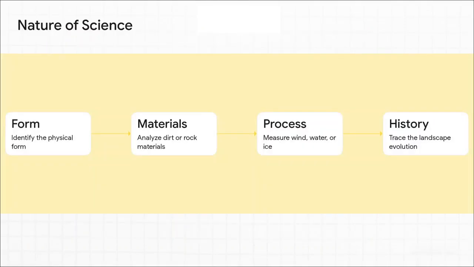You could actually break this science down into a really simple 4-step framework. First, identifying the physical form. Second, analyzing the materials, the dirt or rock. Third, measuring the specific processes shaping it. And finally, tracing its historical timeline to see exactly how it evolved into what we see today.